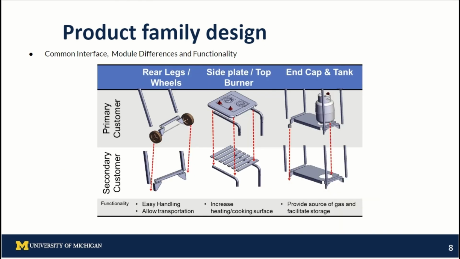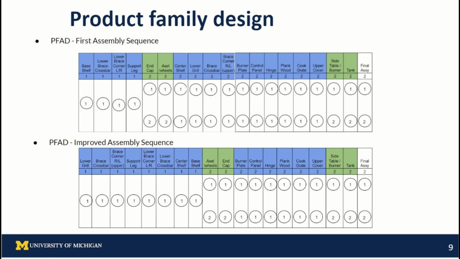And here are some common interfaces and module differences between the two product lines. The top shows the primary customer line, and the bottom shows the secondary customer line. And the red arrows indicate the common interfaces between them. So here is our assembly sequence. The top shows the original assembly sequence, and the bottom shows the improved assembly sequence for the two product lines.